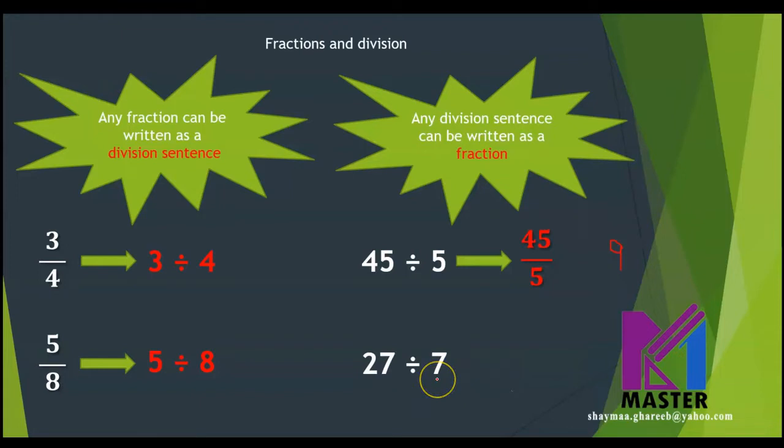Let's see the second example, 27 divided by 7. So the answer can be written as a fraction, which is 27 over 7. I can write it in the simplest form if it can be simplified. Can we simplify this fraction? No. But I can write it as a mixed number because it is an improper fraction. Is this clear? So the answer for this sentence equals 27 over 7.